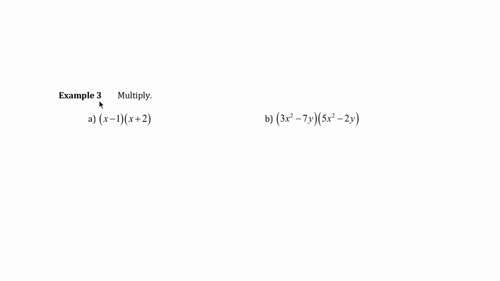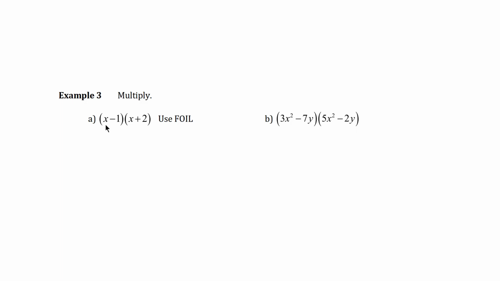For example number 3, multiply. For part A, we multiply the binomial x minus 1 with the binomial x plus 2. To do the multiplication, we do a double distribution using the FOIL method. FOIL is an acronym to help you remember which terms to multiply together. So F stands for first, O is outer, I is inner, and then L is last.